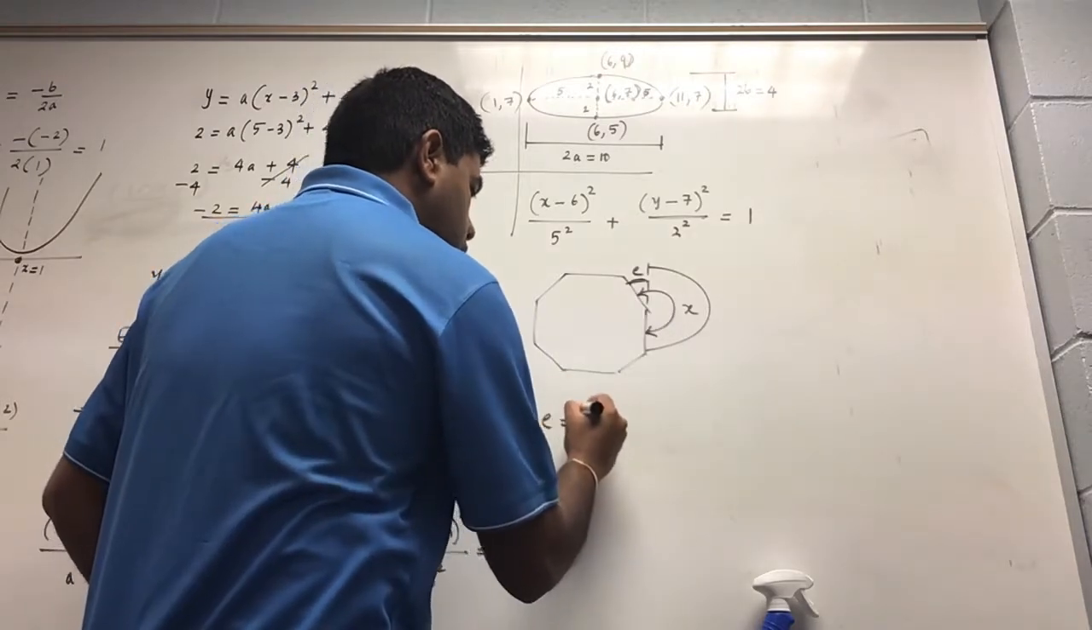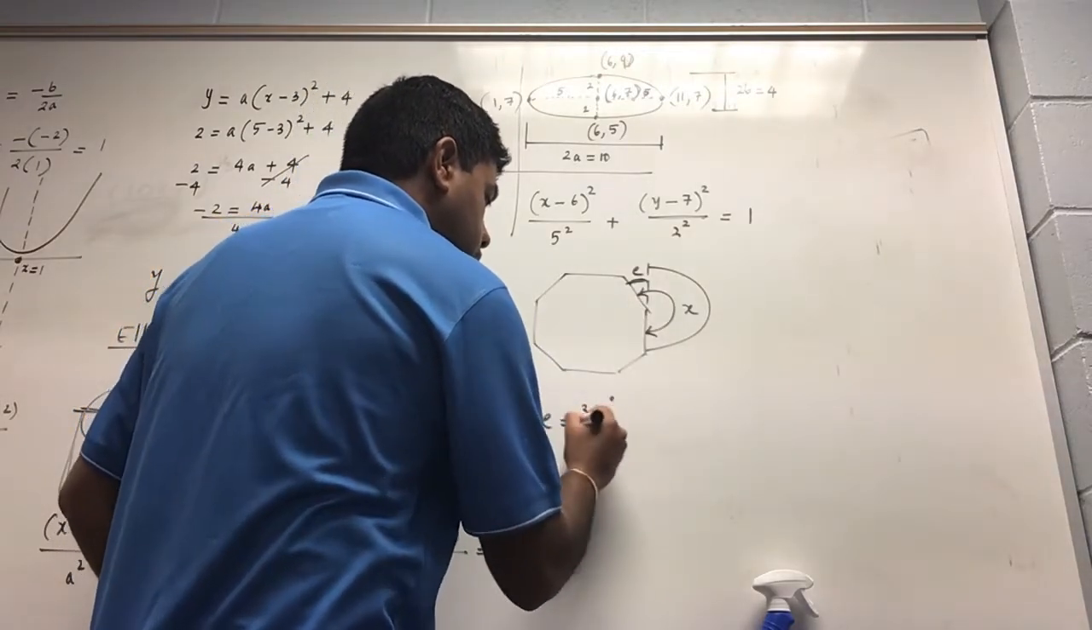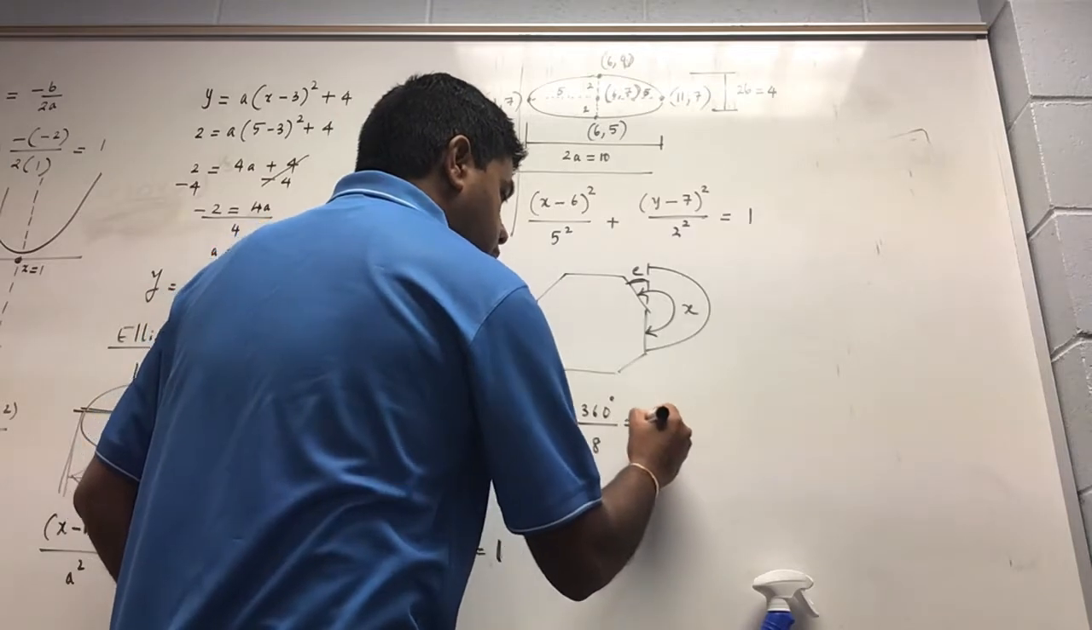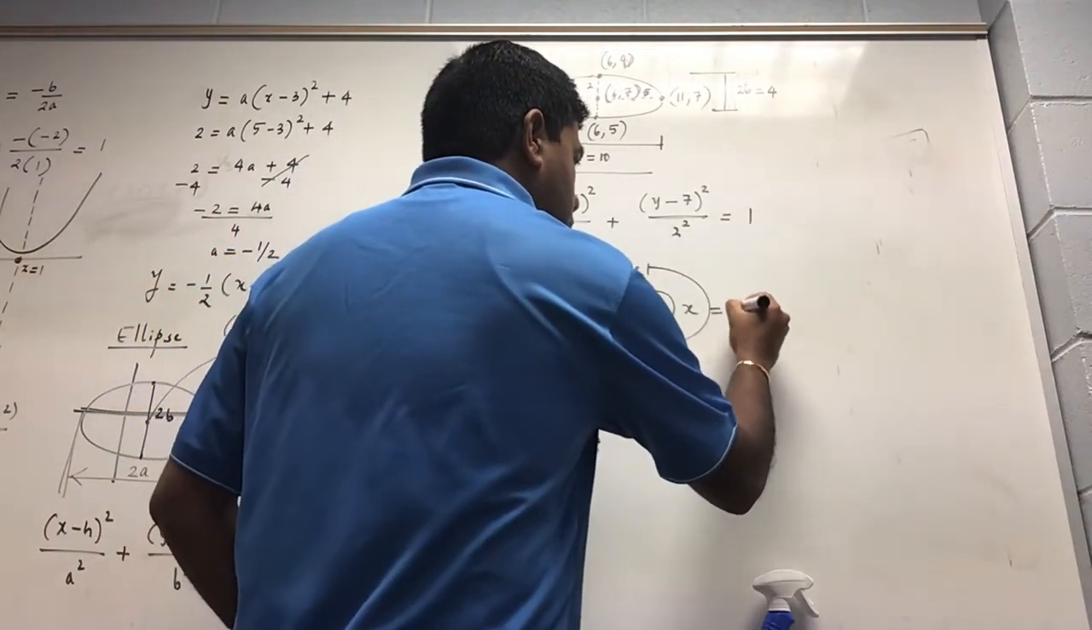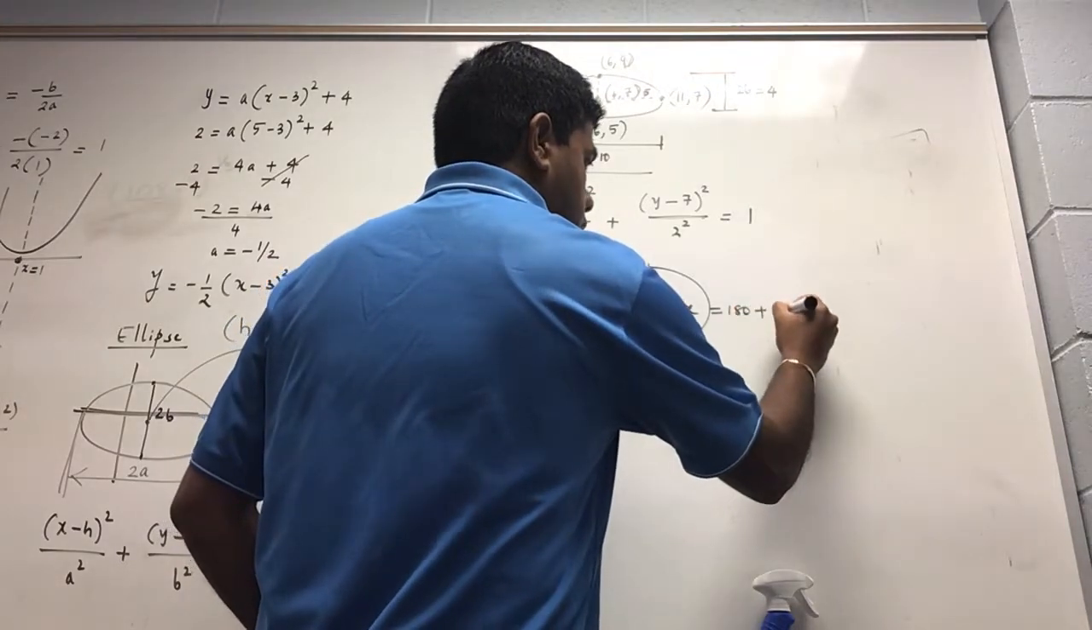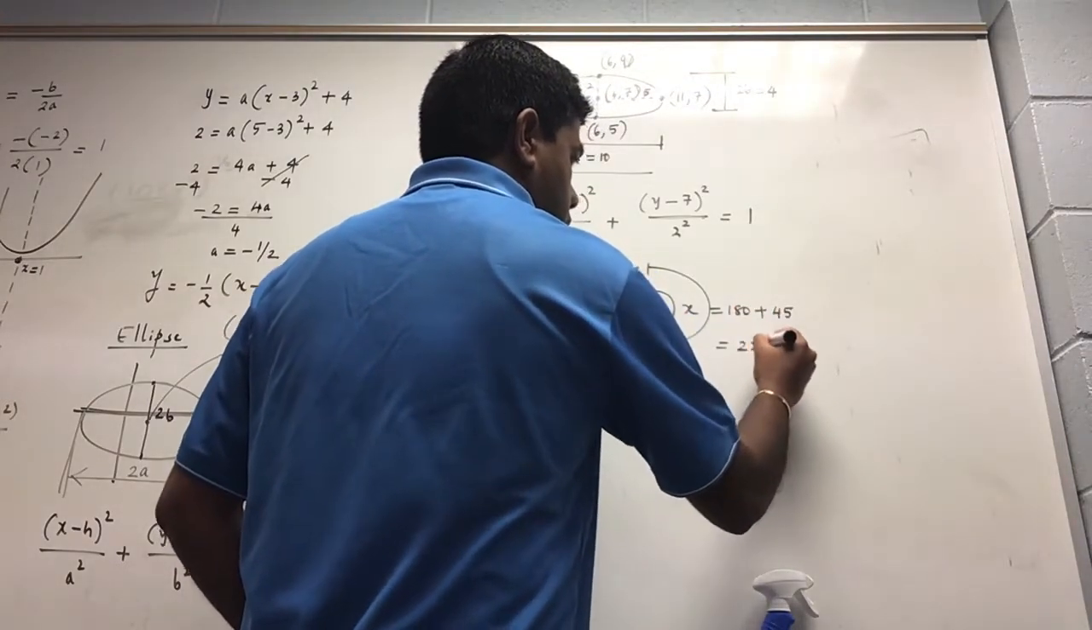So E is equal to 360 divided by number of sides, 8. That's 45 degrees. That's what I think you got. And X is equal to 180 plus 45. Okay.